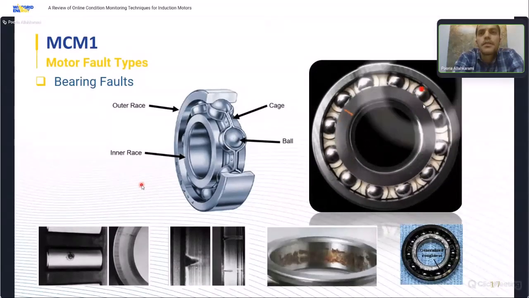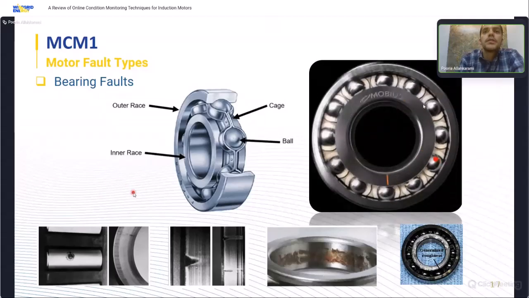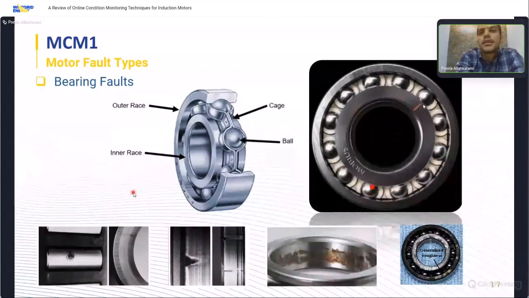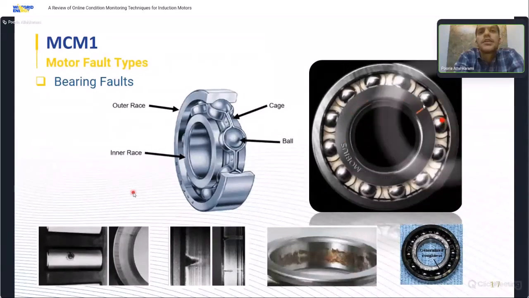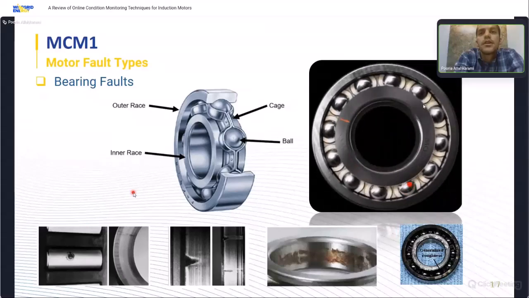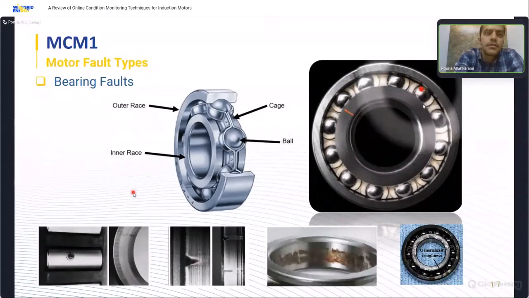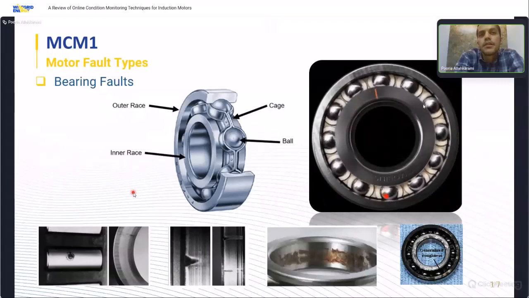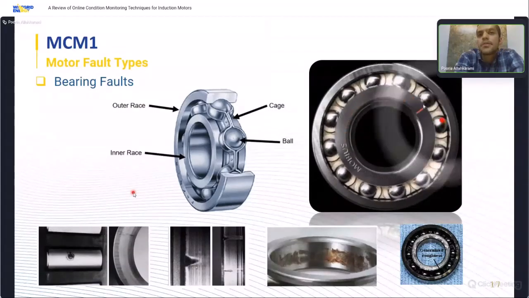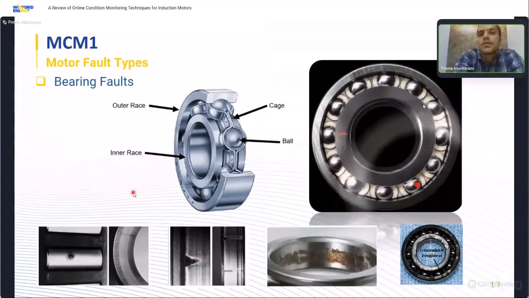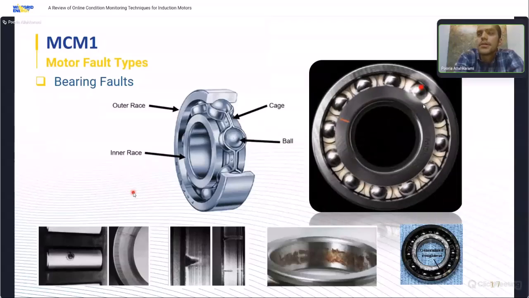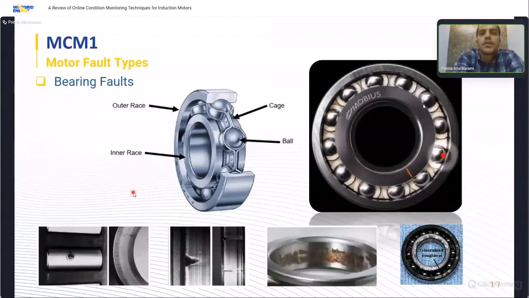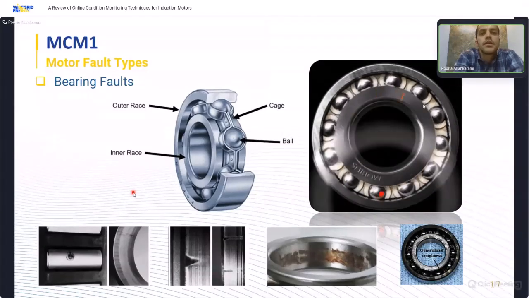Every time the rolling element crosses the inner race or the outer race, it generates a vibration pulse. The frequency of this pulse can be detected. It is not random. It's directly related to the motor speed and the bearing dimensions and specification.